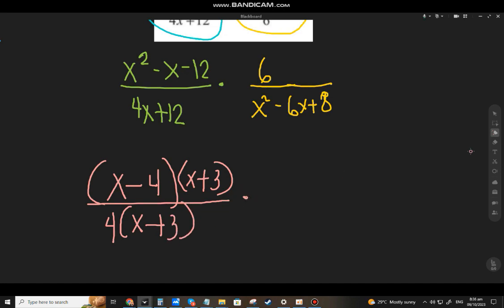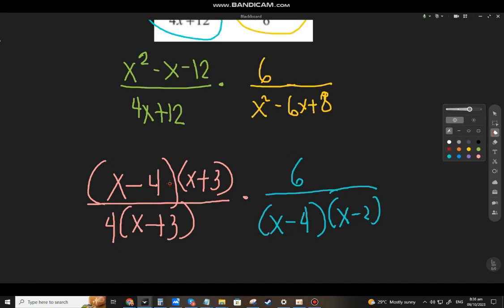And multiply it by the next one. Just copy 6 because you're not going to factor it anymore. And for this one, x minus 4 times x minus 2, because negative 4 times negative 2 is positive 8, right? Negative 4 plus negative 2 is negative 6. So we can cancel. In canceling, we can do it up and down, like this one, x plus 3, and diagonally. But you can only cancel if they are multiplication. So there's no plus here or minus here, okay?